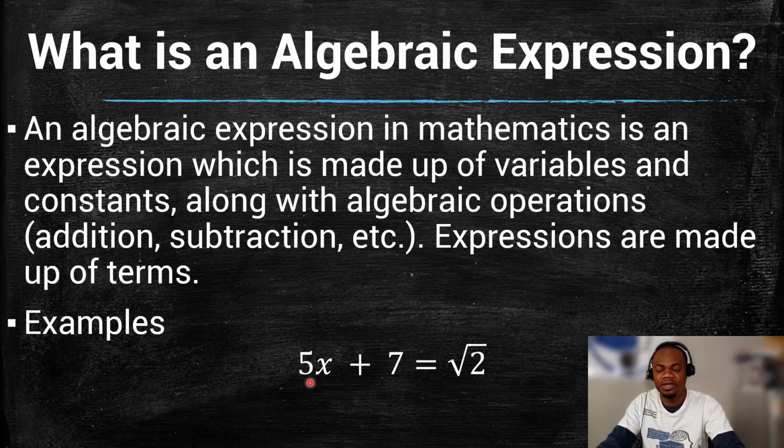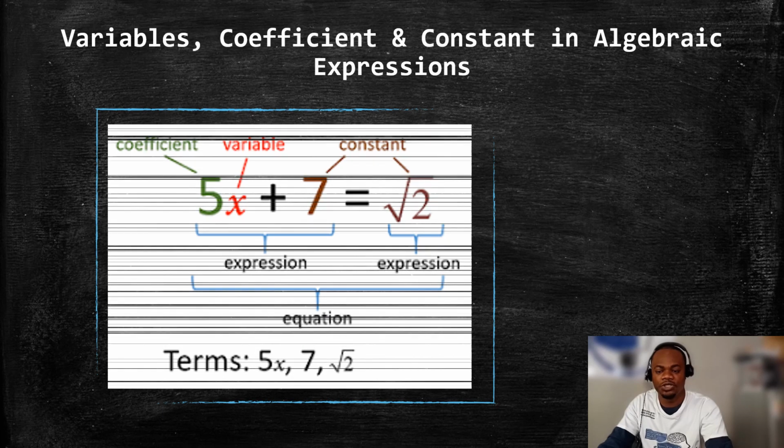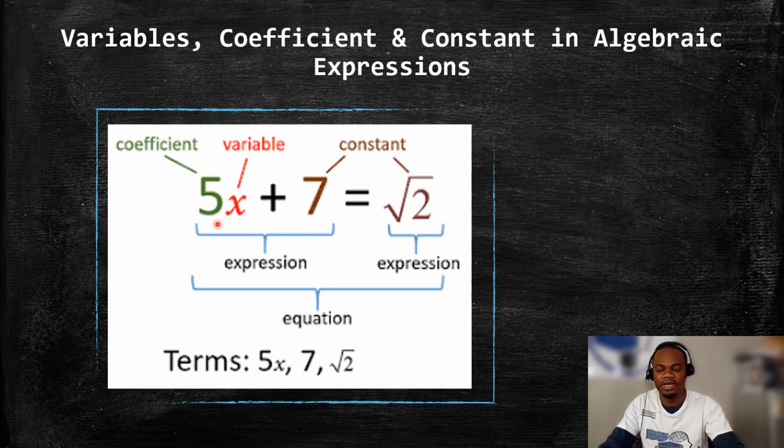We have 5x plus 7 equals square root of 2. 5 here is a coefficient, because 5 stands before the variable x. Then this is 7, a constant term, just a constant. Square root of 2 is also a constant. Now I'm going to show that over here. We have 5x plus 7 equals square root of 2.